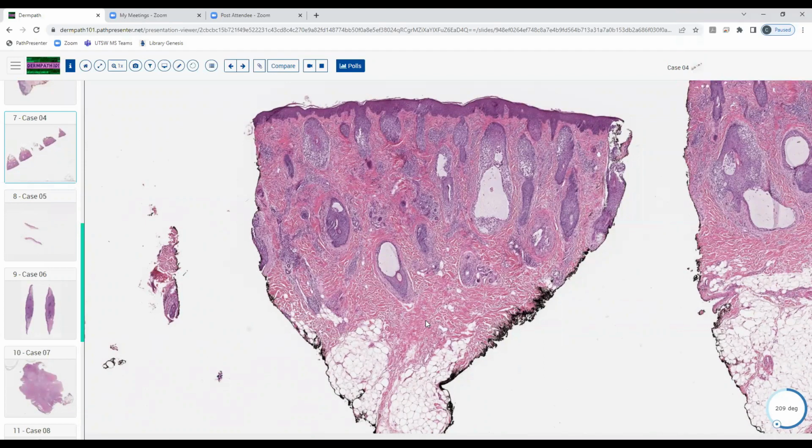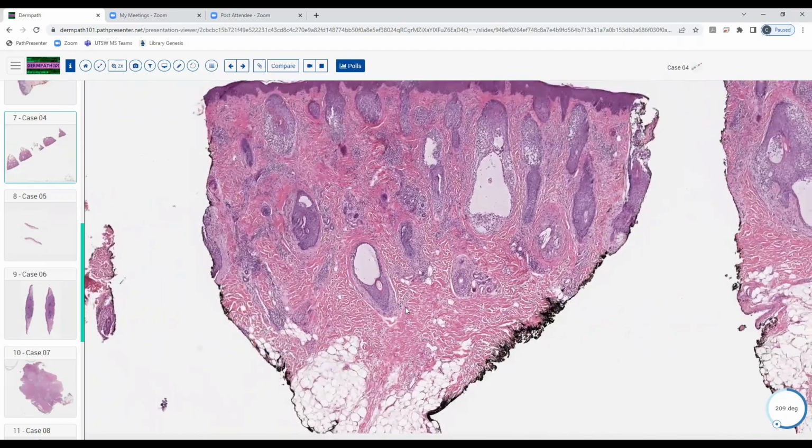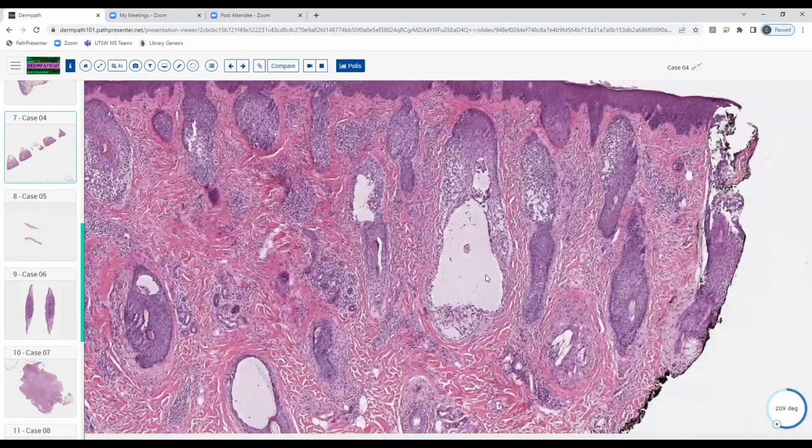And one of the most prominent things on low power view is that there are these dilated hair follicles with this almost mucinous-appearing material right in the center, and a lymphoid inflammatory infiltrate around these hair follicles.